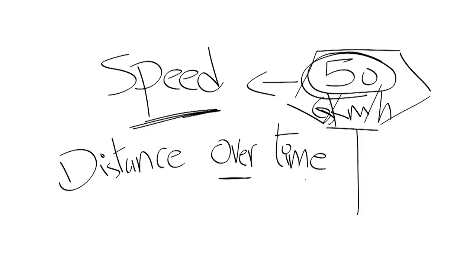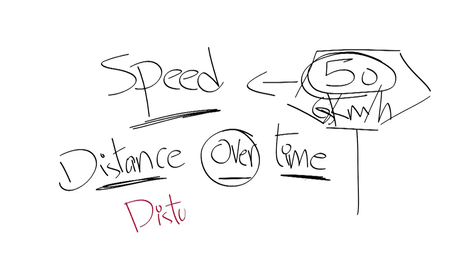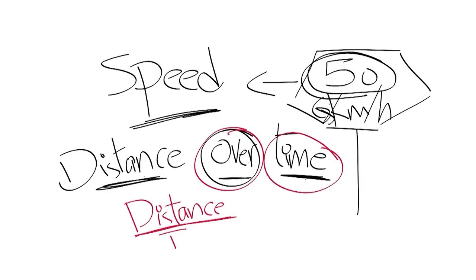How could I measure the speed of an object? By using the definition. I have distance, I have over, and I have time. I have three keywords. The first one, distance, and the second one, over. Over in math means divide. So, distance over means distance divided by the third one, time.